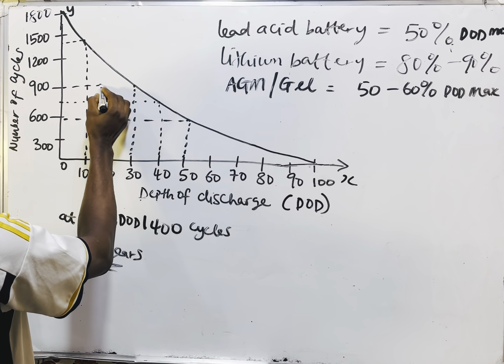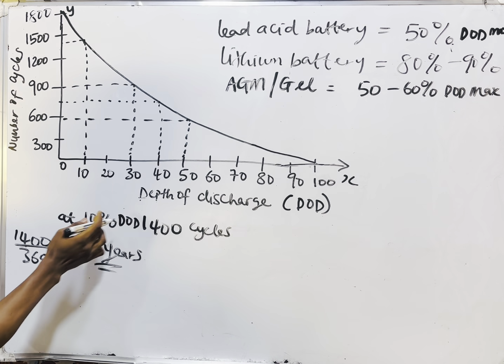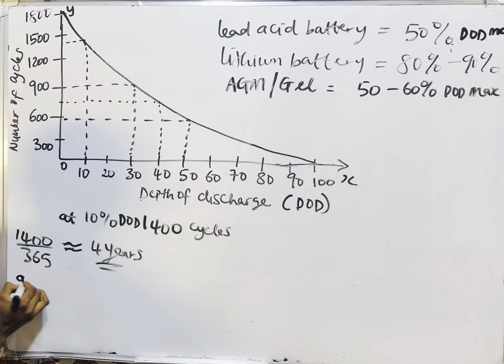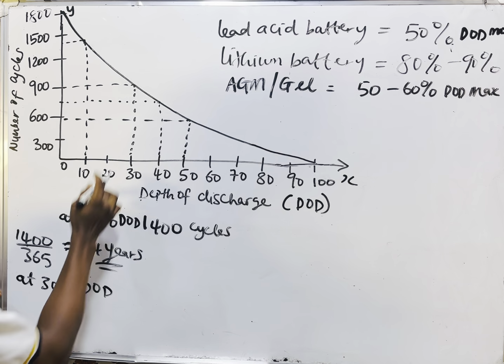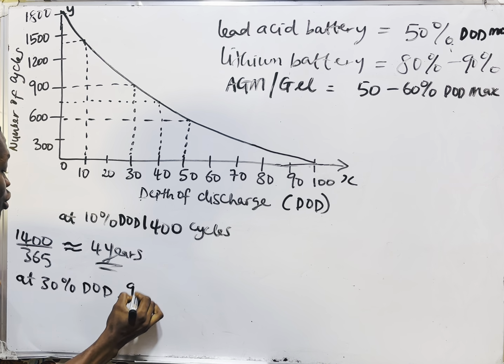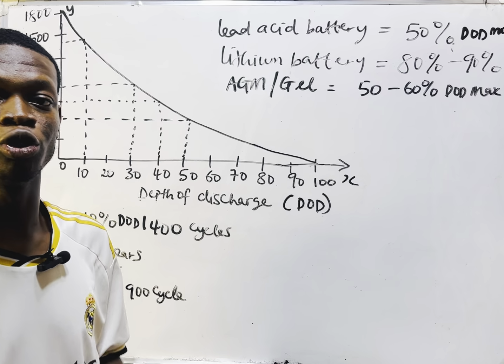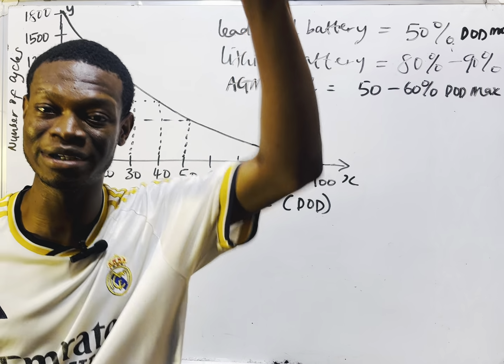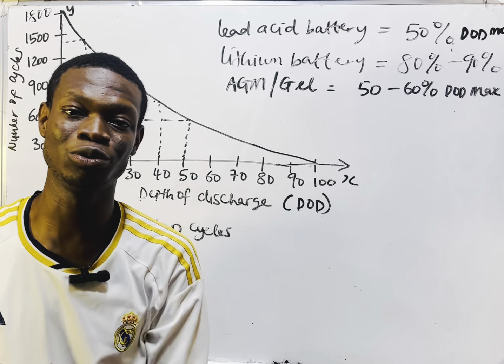Let's check for at 30% DOD. Let's check the amount of energy it will draw. At 30% DOD, it is at 900 cycles. 30% DOD is at 900 watt cycle.